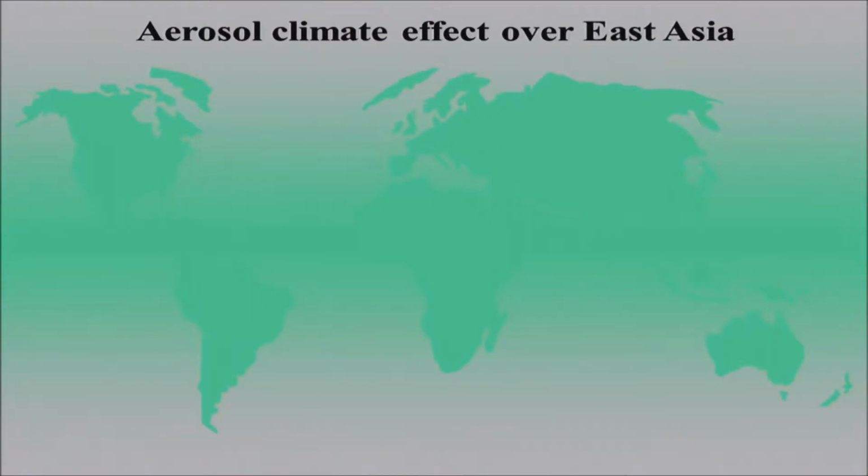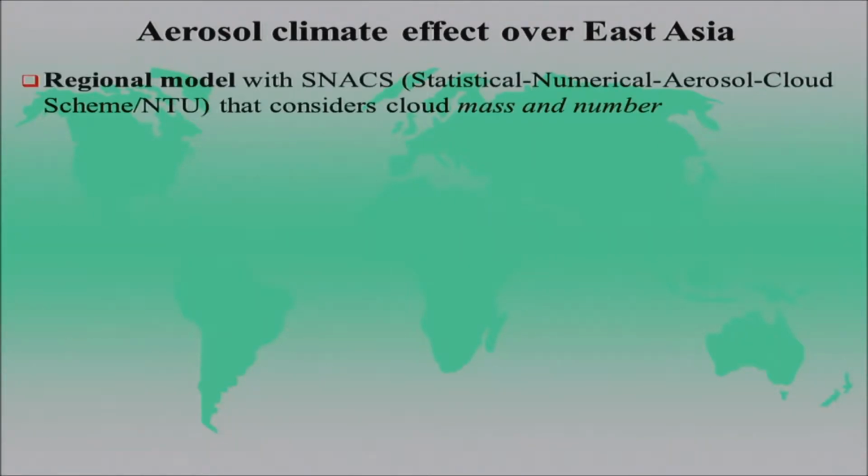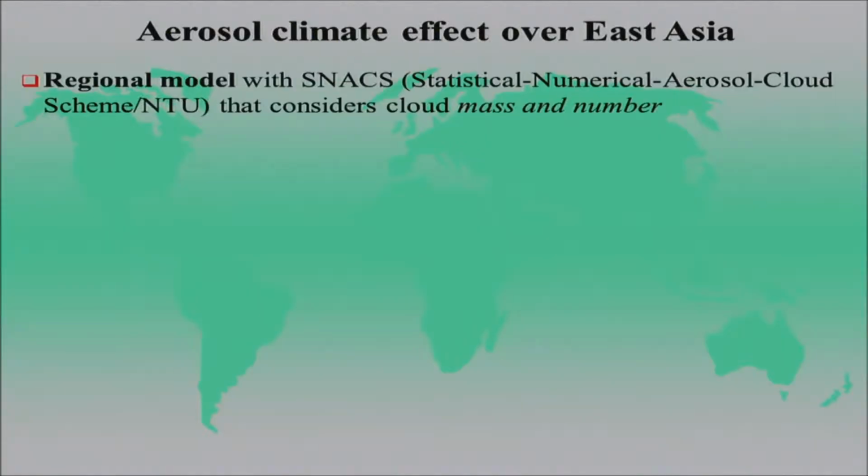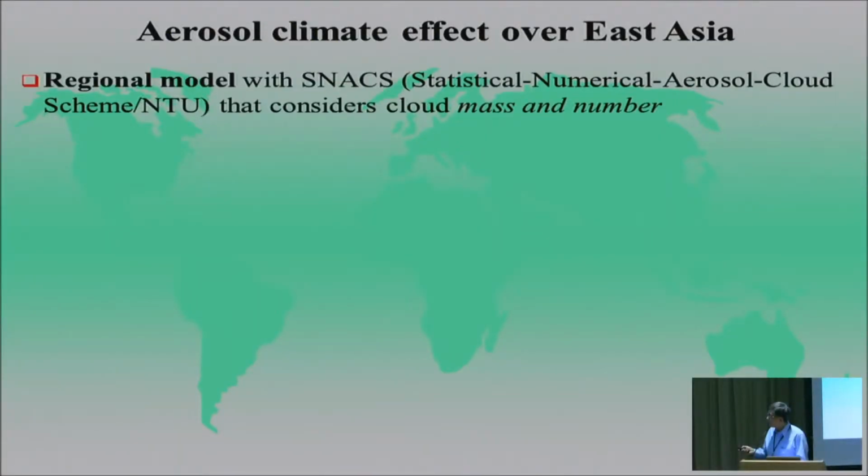Now, to look at aerosol climate effect over East Asia, we have been working with JP, like I said earlier, using a regional model, and he's expert. We just figured out an acronym this morning. What should be the statistic numeric aerosol cloud scheme? We debated about whether we have a K there or not. But we'll finally say there's a C there, and we don't have to worry about the K.